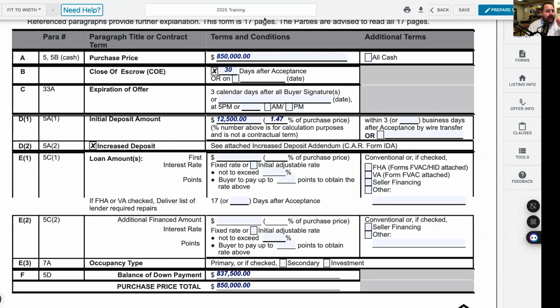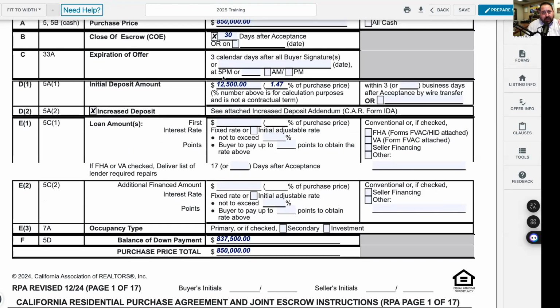So any questions about increased deposit? I don't think we need to spend much more time on it than that. Anybody? No? All right.